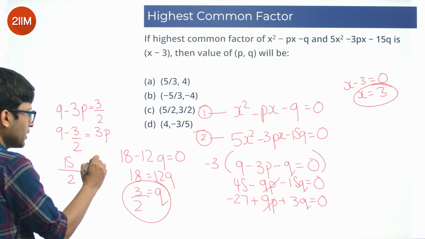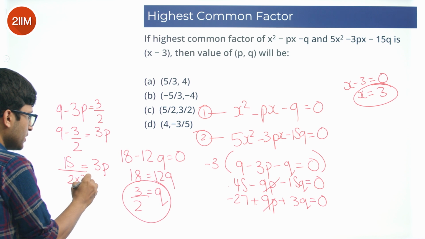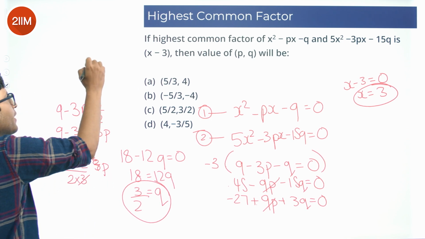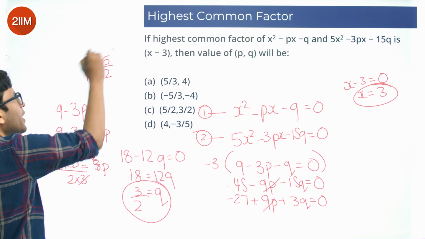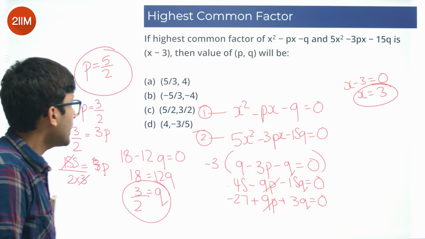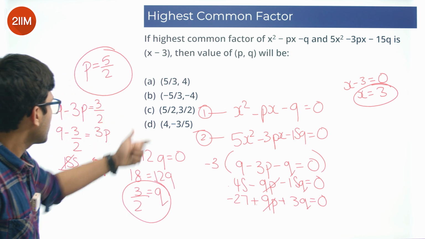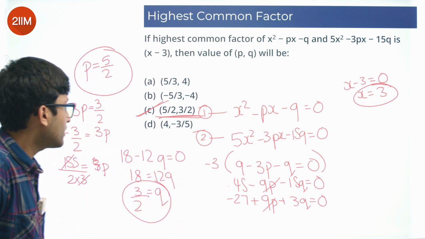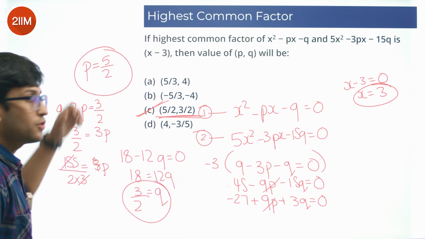15 by 2 is equal to 3p, or this I can take it over here. I would be getting 5 by 2. So I am getting the value of p as equal to 5 by 2 and q as equal to 3 by 2. Let us check whether we are having any option like that. Oh, here itself it's written and we got our option. Option number C is my answer. 5 by 2 and 3 by 2 are the two values which we are getting.